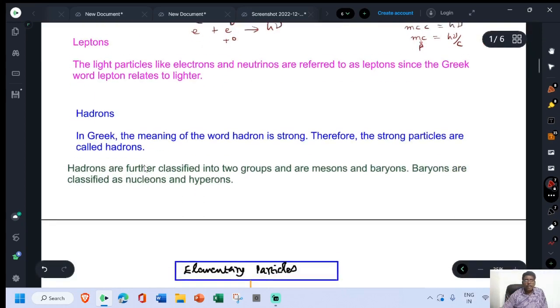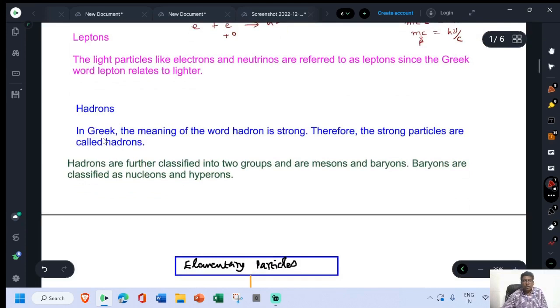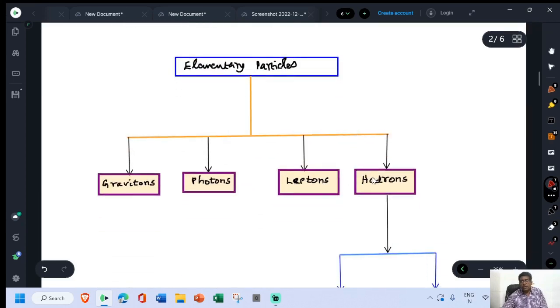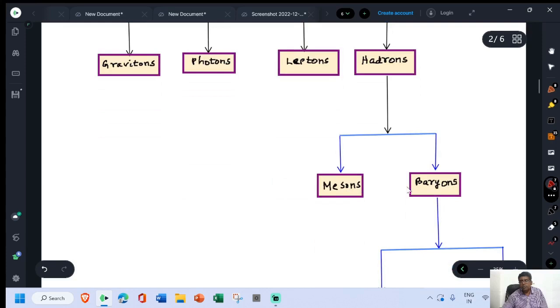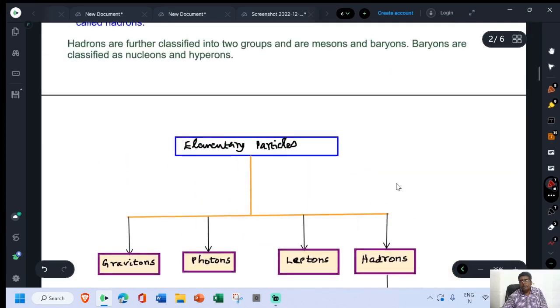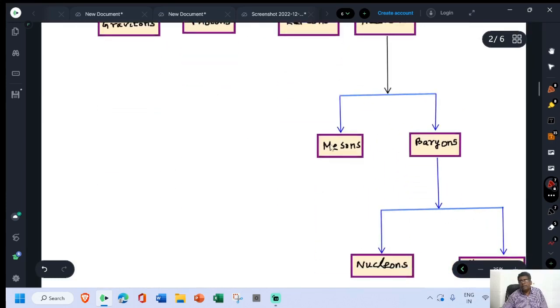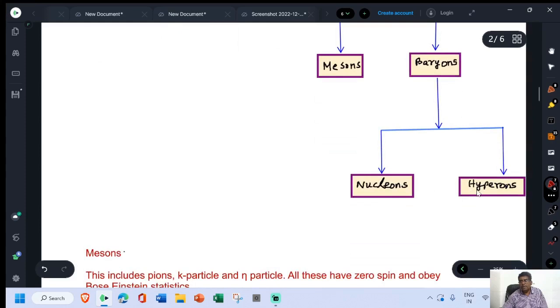And the fourth classification is hadrons. In Greek, the meaning of the word hadron is strong. Therefore, the strong particles are called hadrons. Hadrons are further classified into two groups, mesons and baryons. Baryons are classified as nucleons and hyperons. First take our mesons.